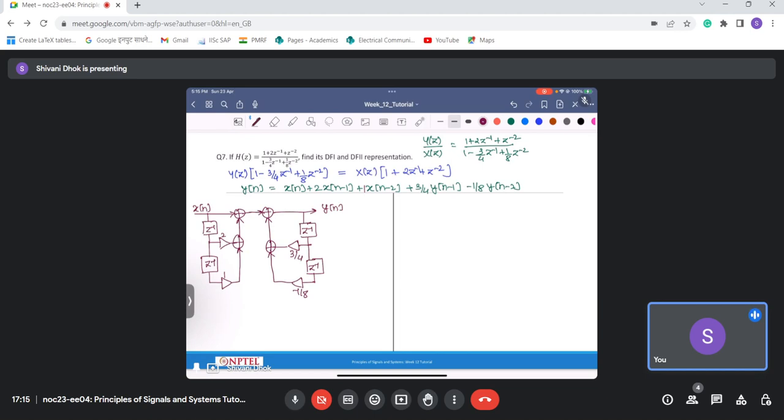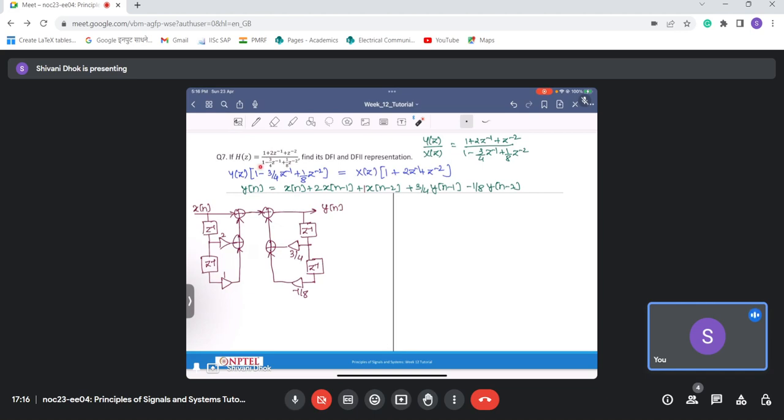Now we can construct the same thing even without looking at this equation that we have obtained here. Just by looking at H of z, we can construct it directly. Just look at this numerator part. The numerator part will appear first here. So this is 1, then I have a z inverse block, and the z inverse gets scaled by 2 here. Then I have another z inverse, and then a gain block of 1 here. So this will construct my numerator part.